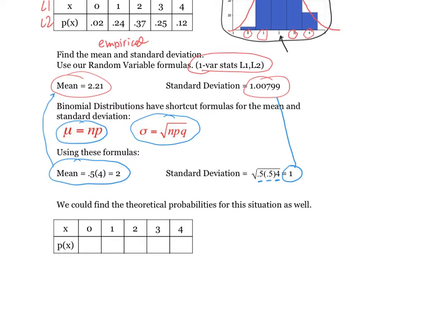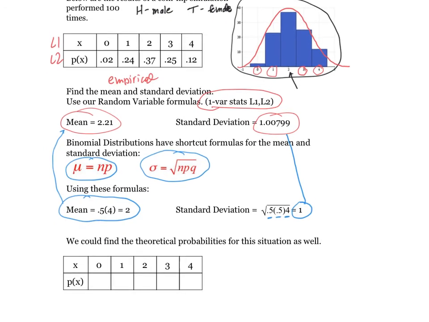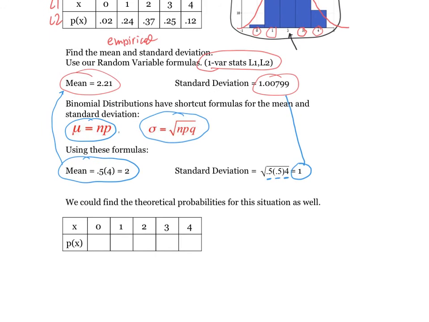So the great thing about the binomial is that instead of doing all that stuff on the calculator with entering x and p of x and doing one variable stats, if I know these shortcut formulas, I can find those expected value and standard deviation very quickly. These formulas are given to you on the AP exam as well, so you don't even have to memorize those. Those will be there for you. Although once you do them a few times, you'll remember.